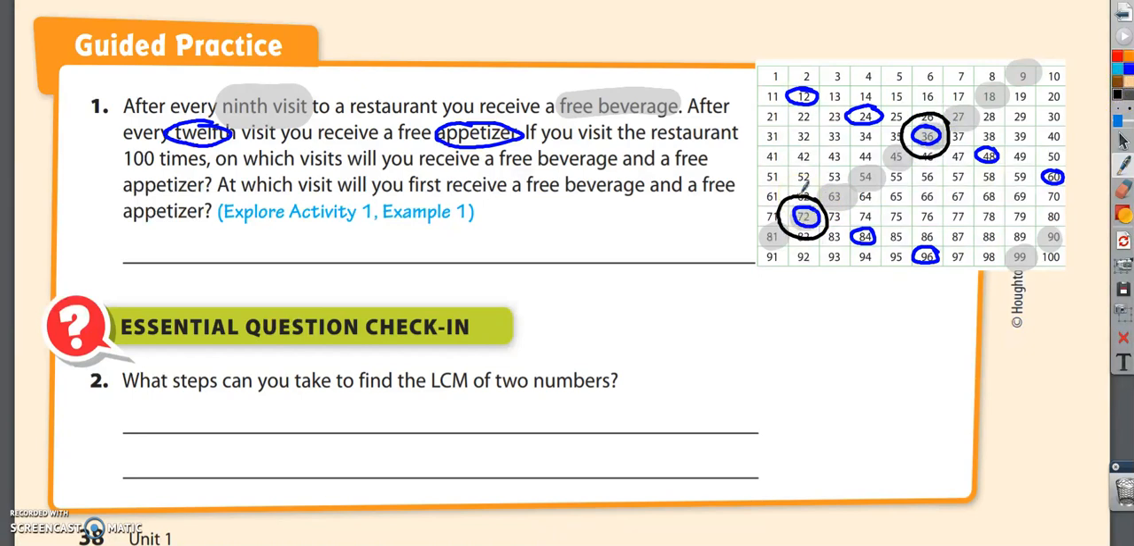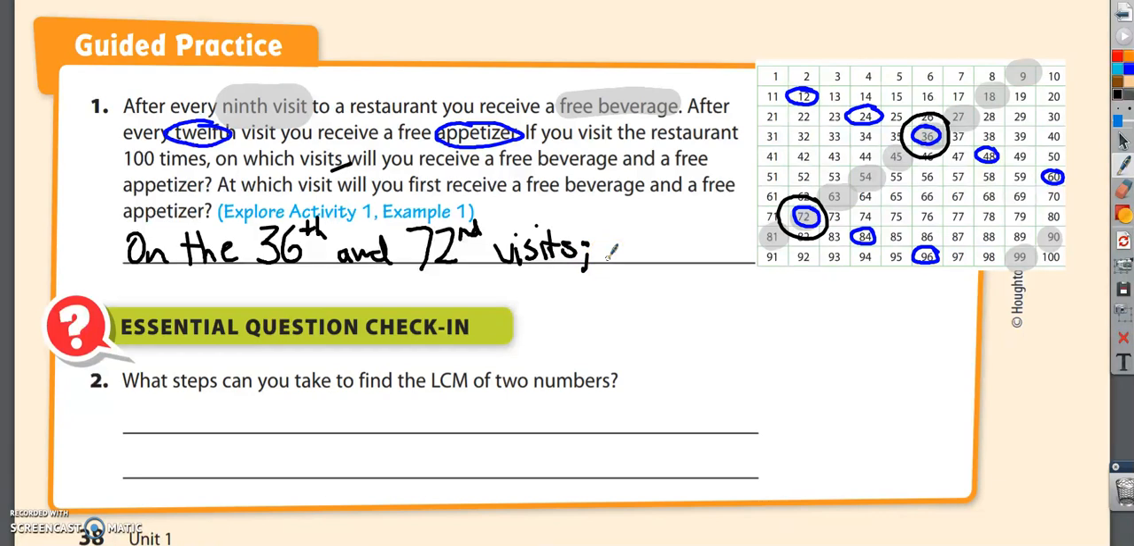Those are double circled. So let's go reread the question and make sure you understand how these double circles apply. It says, if you visit the restaurant 100 times, on which visits, plural, will you receive a free beverage and a free appetizer? Well, if it's circled and shaded, that means that it's going to be on the 36th and 72nd visits. That's the answer to the first question. Twice you get a free appetizer and a free beverage.